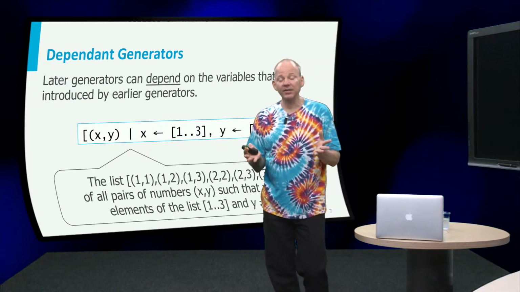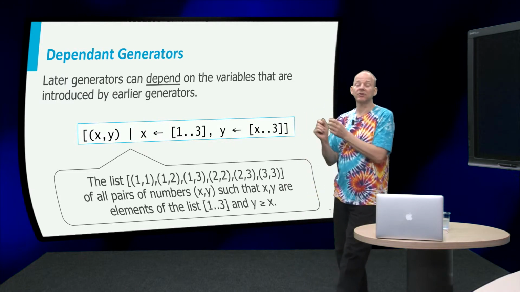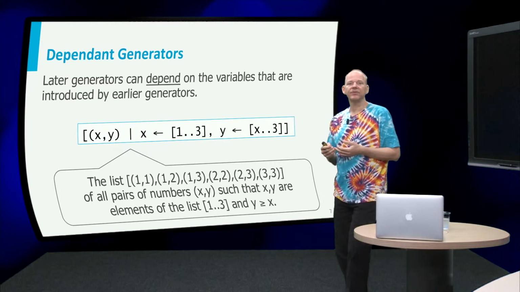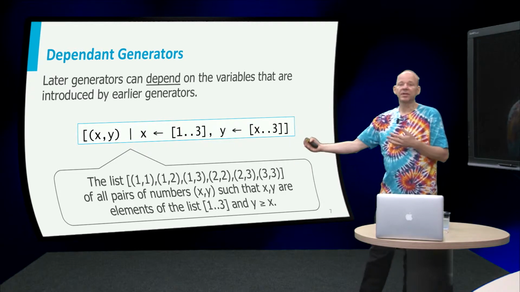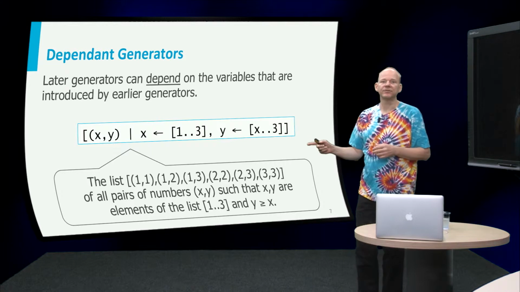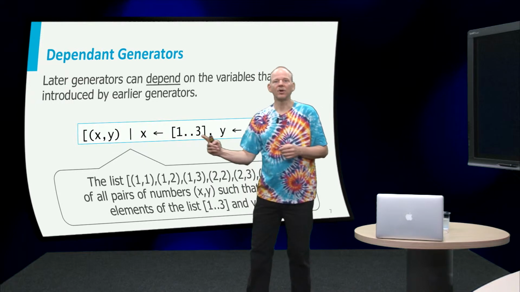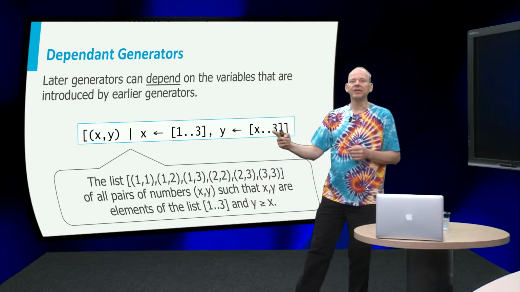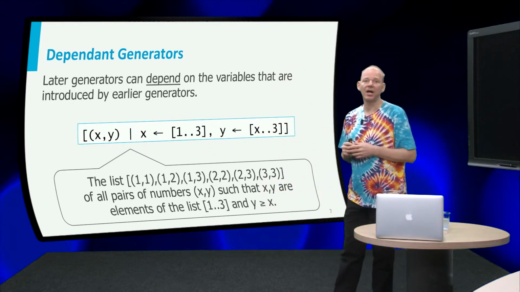Now, we have seen a few simple examples with generators where the generators only had constants. But generators can also depend on each other. Just like when you have a loop, the inner loop can use variables from the outer loop. And with comprehensions, that's no different. So if we look here, we say x is drawn from 1 to 3, and then y is drawn from x to 3. So x is in scope in the generators that come after it.